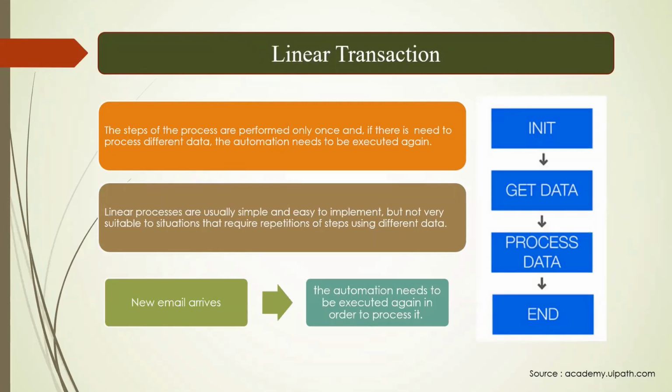So I just start the process, I get the data, I process the data and end the process. Whenever we are writing any automation where the automation has to be executed only once, we call it a linear transaction. For example, I am writing an automation where an email is arriving, and whenever the email is there, I have to download the attachment and do something. So that is a linear process. Only once we have to do this.